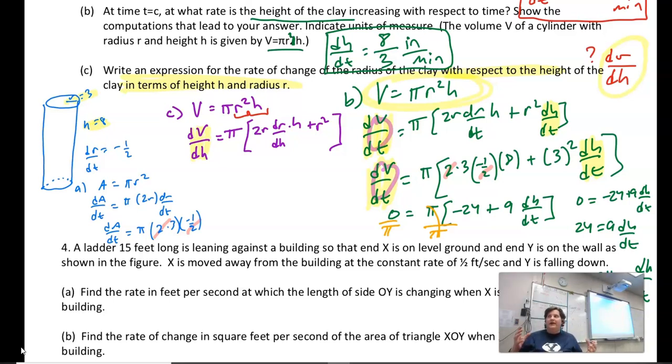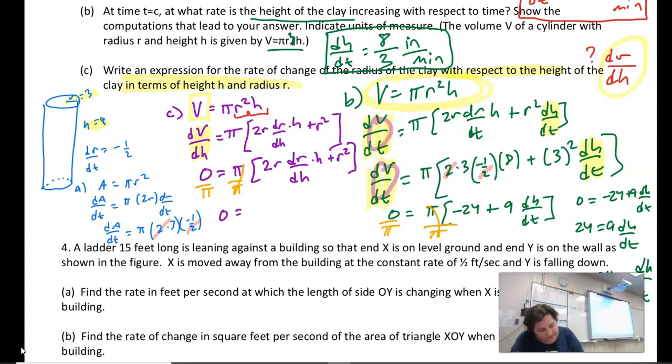Just like we talked about before, as I'm stretching the volume out over time, the volume is remaining constant. How about this? As I'm stretching the volume out over height, still a constant, right? The volume is constant, which means it doesn't matter what I take the derivative with respect to, dV/d-whatever is going to be 0. So I can say that that's 0, and now I just want to solve this for dr/dh. Zero divided by pi is still 0, so I don't need the pi in there.